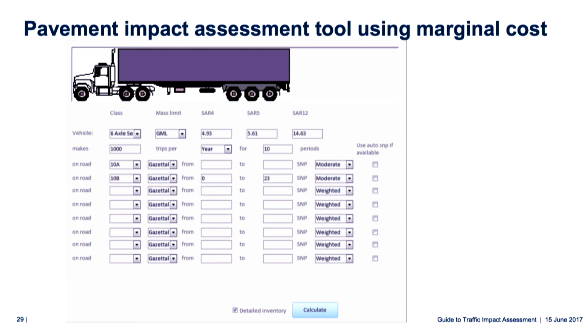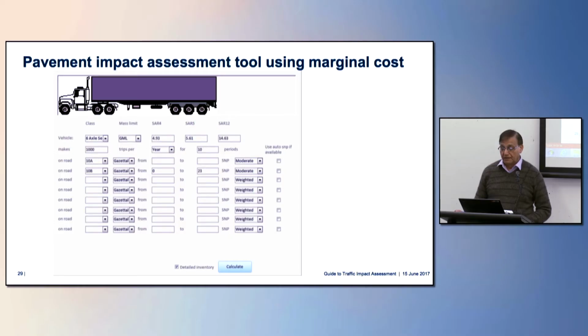The road sections 10A, 10B in the gazetted directions from 0 to 23 kilometer. And also there is a structural, I think this is a structural number. It's related to the structural model. Now, in the next page, you can see how the PIA tool is used. This is as a sample.